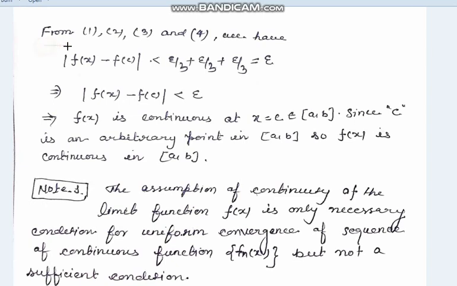So from equations 1, 2, 3 and 4, we have |f(x) - f(c)| is less than epsilon by 3 plus epsilon by 3 plus epsilon by 3, that is less than epsilon. And that means f(x) is continuous at point c. But because c is an arbitrary point of the closed interval [a, b], f(x) is continuous throughout the closed interval [a, b].